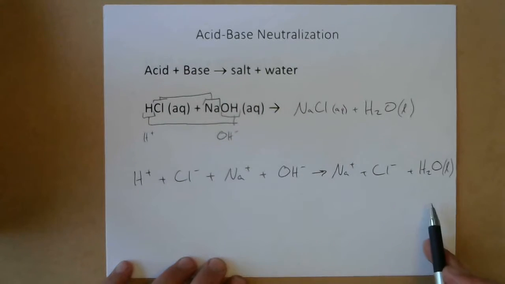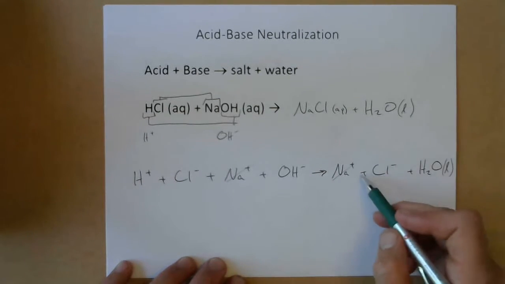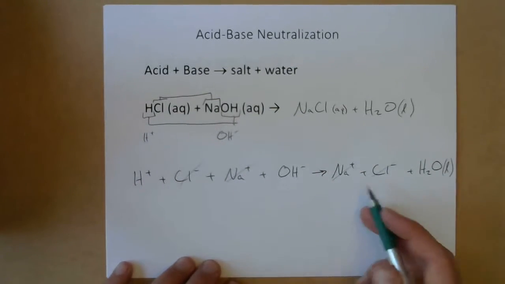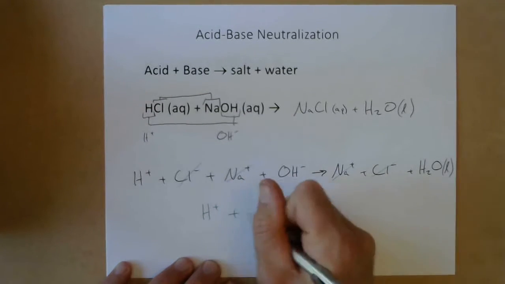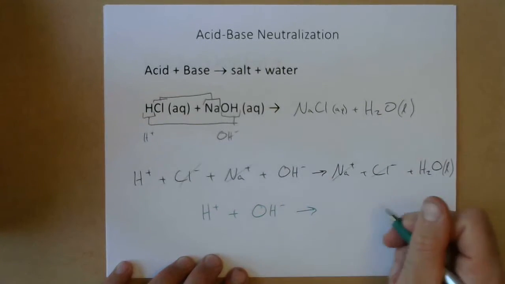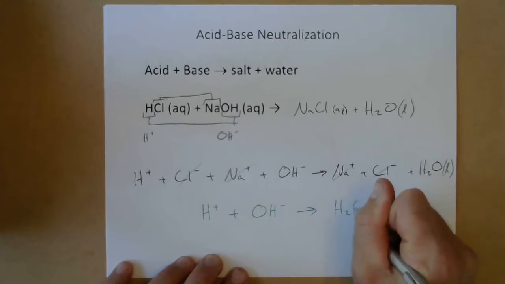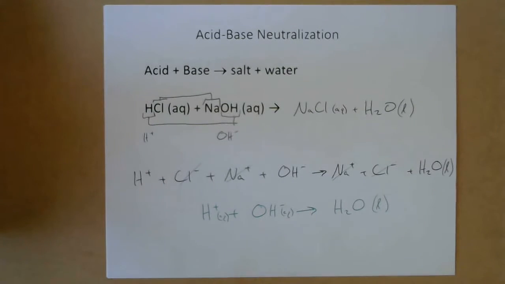So that'd be my ionic equation, my complete ionic equation. And then if I want to see what I can cancel out, we have sodium on each side and we have chloride on each side. So those can cancel out, and then what's really happening is that the hydrogens from the acid are reacting with the hydroxides from the base, and they're making water. So this would be my net ionic equation, is that just hydrogens are reacting with hydroxides to make water.